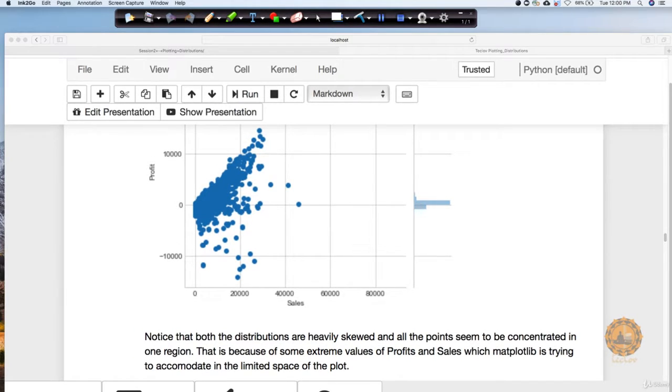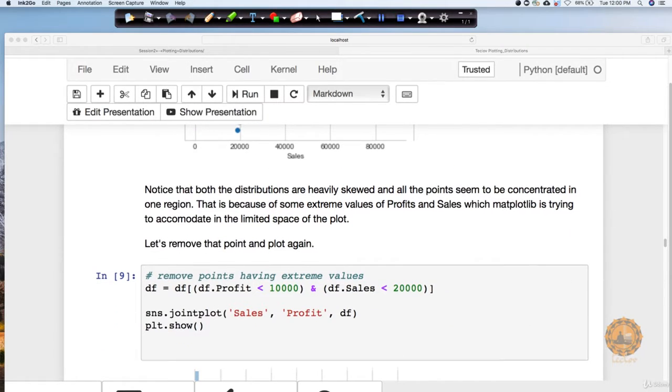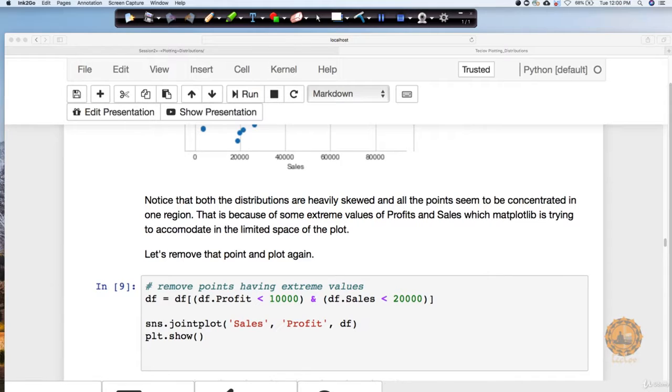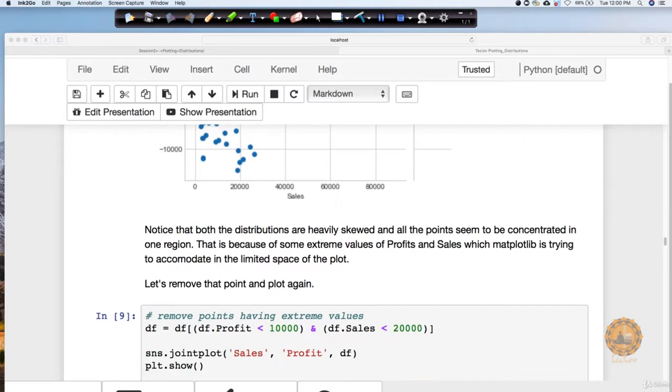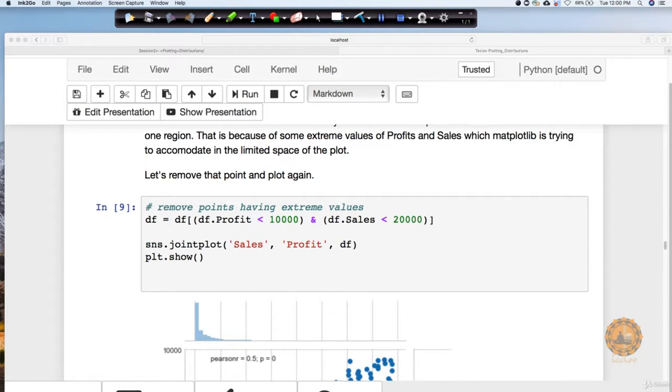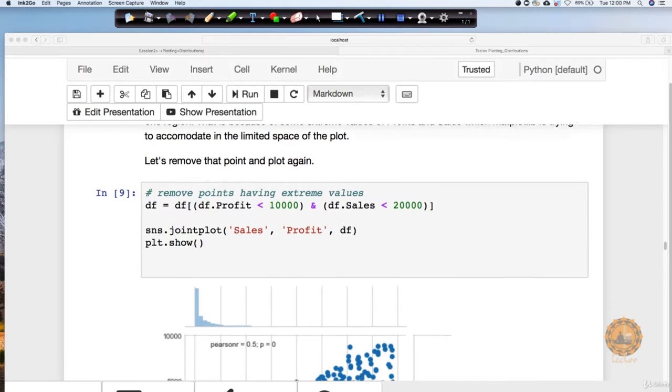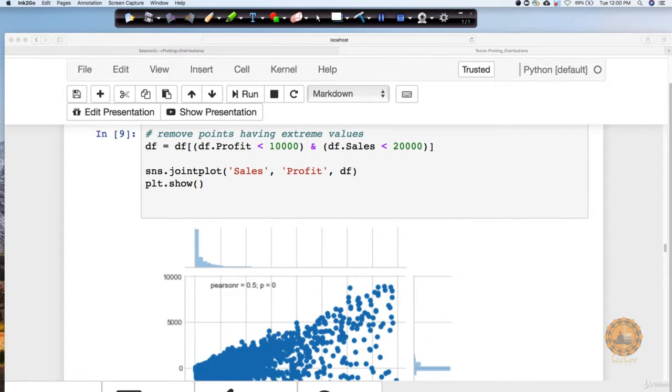You can see that most of the values are falling in this range. Now what to do in this case? Maybe we can remove some of the points which are acting like outliers, because as we can see, this value is very huge, and that may be one of the reasons this graph looks like this. So maybe we would like to remove all these outliers from here. What we can do is put this condition that profit is less than 10,000 and sales is less than 20,000, which is going to automatically remove all my outlier points, which we have seen from those plots.